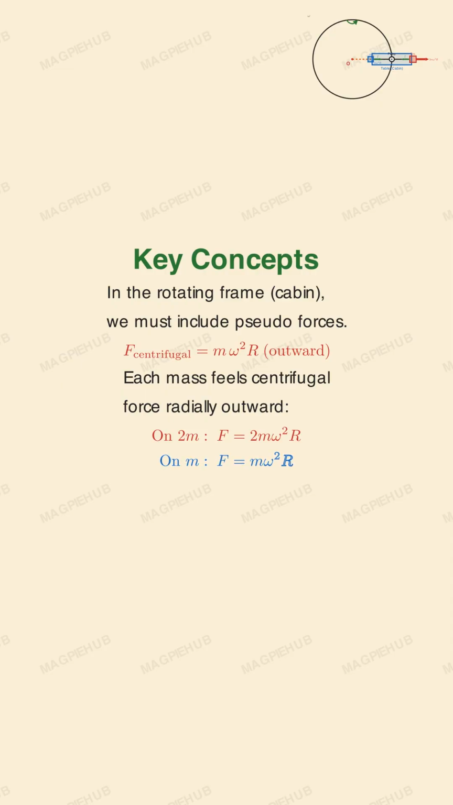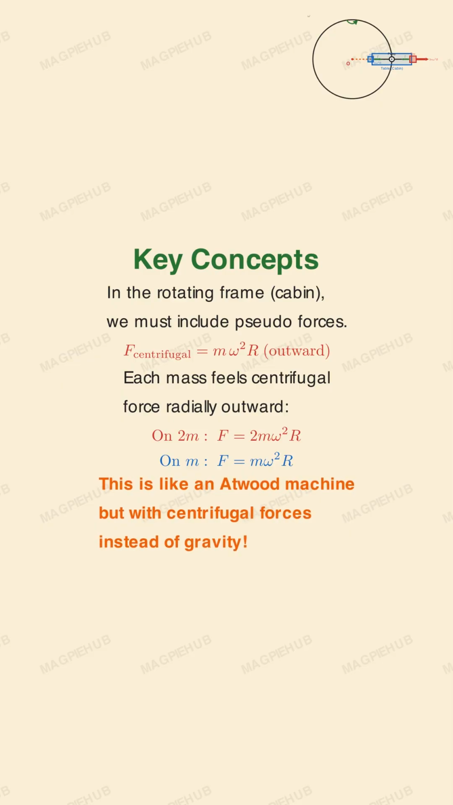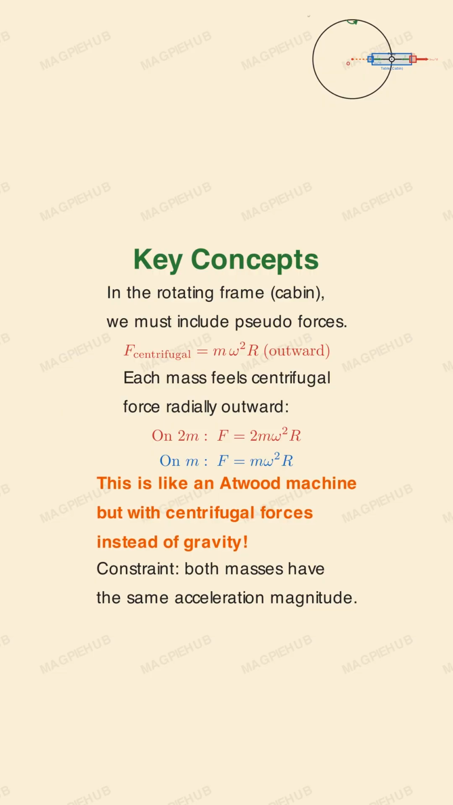Now here is the crucial insight. This setup is just like an Atwood machine, but instead of gravity pulling the masses down, centrifugal force pushes both masses outward. The heavier mass 2m has a larger outward force, so it accelerates outward while mass m is pulled inward. The constraint is that both masses have the same acceleration magnitude. Let us solve this step by step. We draw the free body diagrams in the rotating frame.